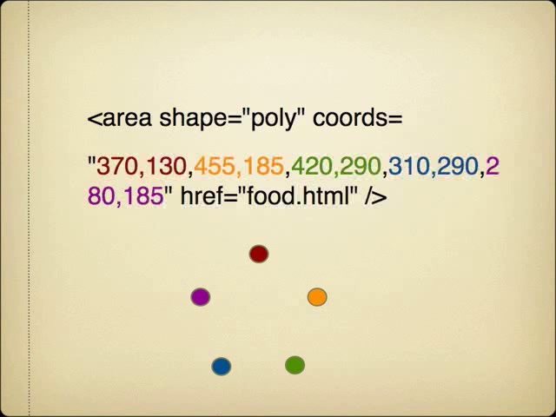Now each point needs 2 numbers to specify it. The number of pixels over from the left and the number of pixels down from the top. So we have 10 numbers altogether for 5 points.